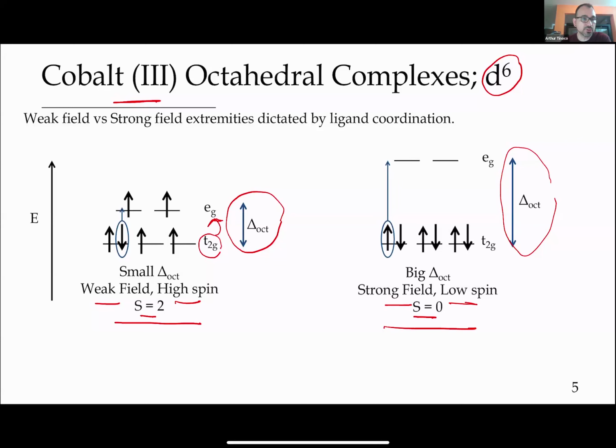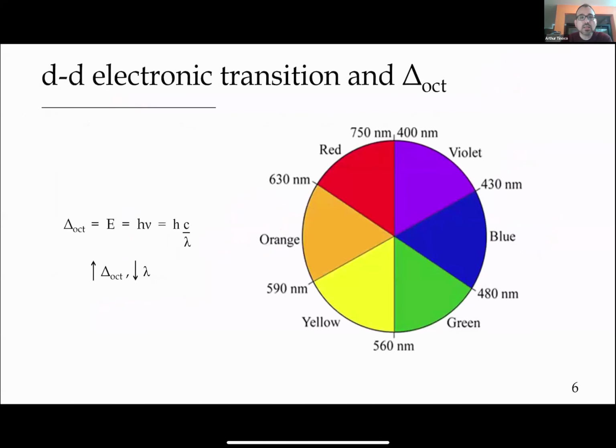All right, so that's what we're going to be focused on today. As I already mentioned, these types of electronic transitions, which we can simplify the terminology as d-d electronic transitions, well, we can focus on this from the perspective of that magnitude of delta octahedral. And since this is something that you can visualize in the visible field, we're going to look at the color wheel, which is a representation of the complementary nature of what you will observe based on the absorbance.